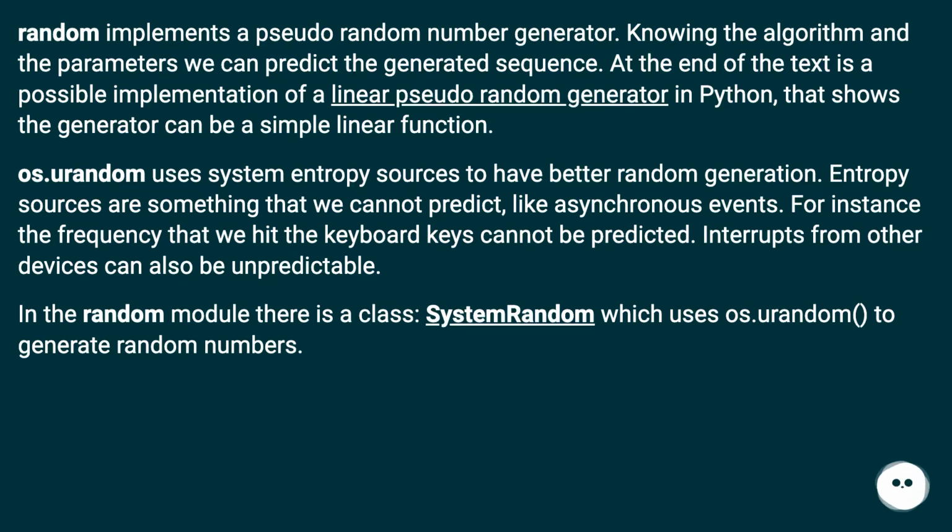Os.urandom uses system entropy sources to have better random generation. Entropy sources are something that we cannot predict, like asynchronous events. For instance, the frequency that we hit the keyboard keys cannot be predicted. Interrupts from other devices can also be unpredictable. In the random module there is a class, SystemRandom, which uses os.urandom to generate random numbers.